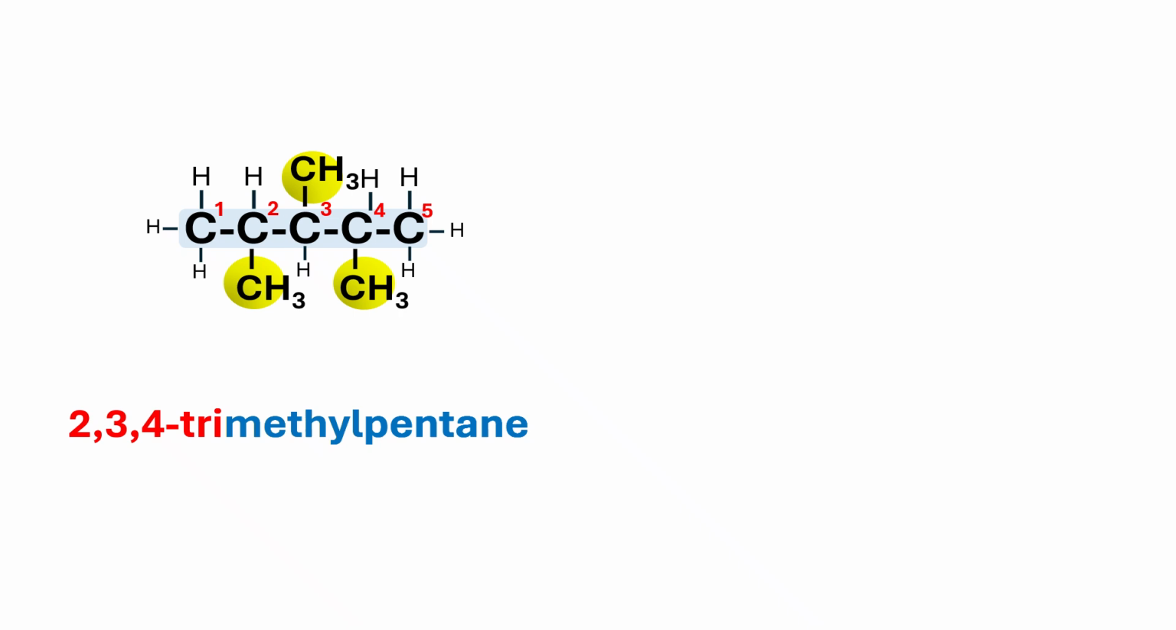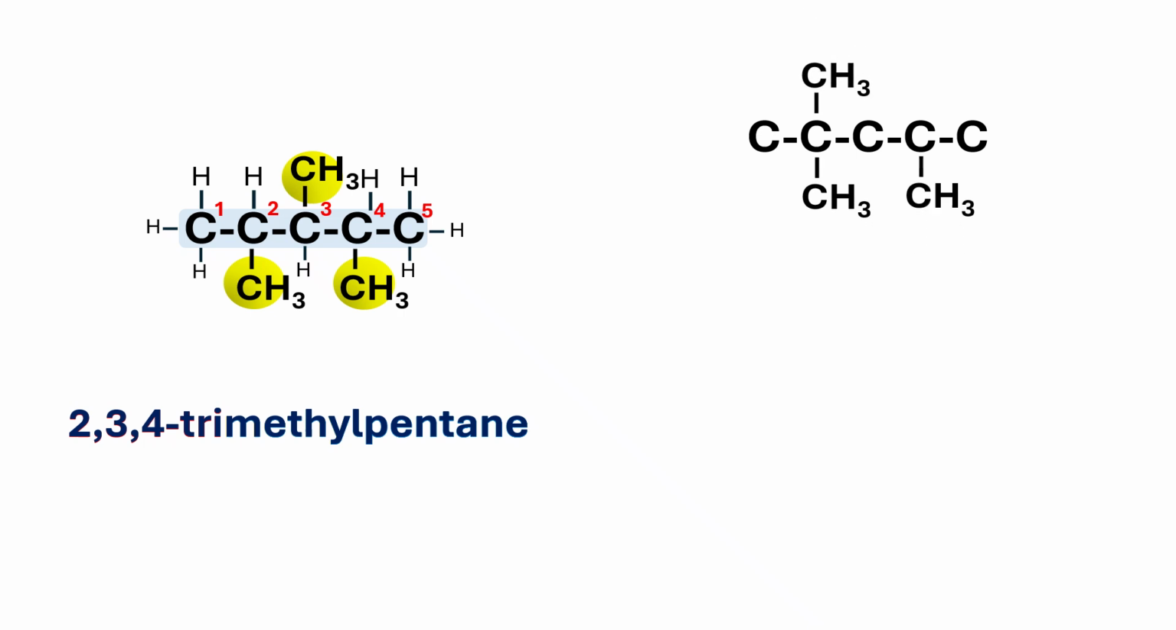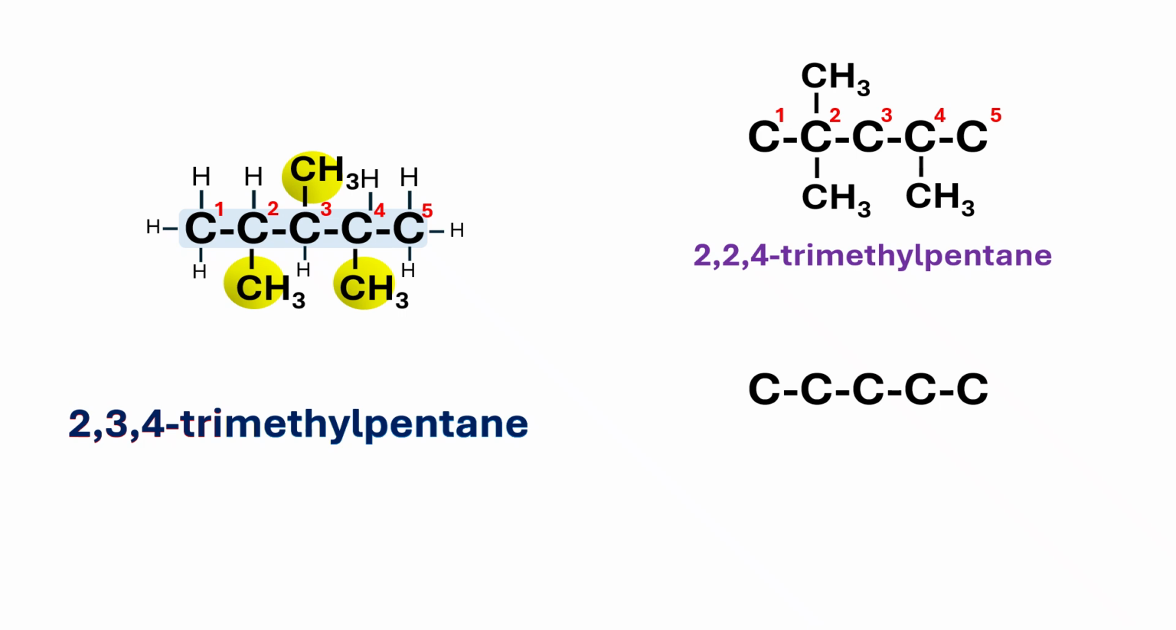So this becomes 2,3,4-trimethylpentane. Easy. What about this? When you have a methyl here and a methyl there, it's the same, but I've slid the methyl to another carbon. And since the methyl groups are closer to the left-hand side, there's your numbering system. It becomes 2,2,4-trimethylpentane.